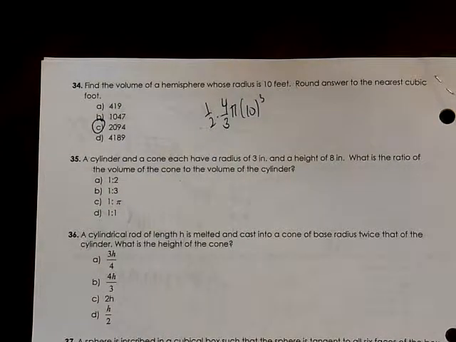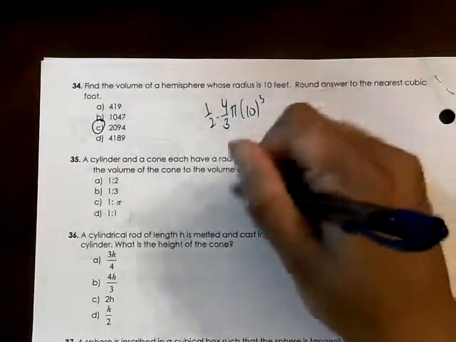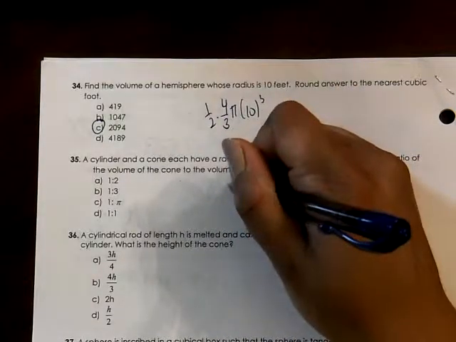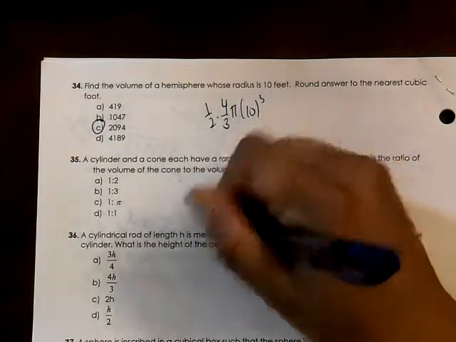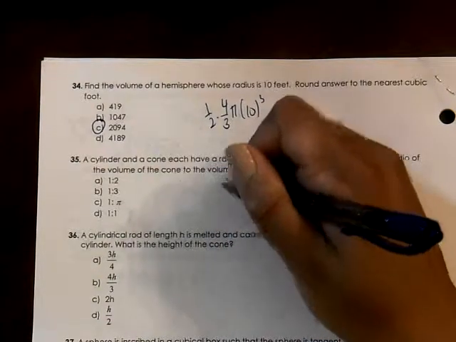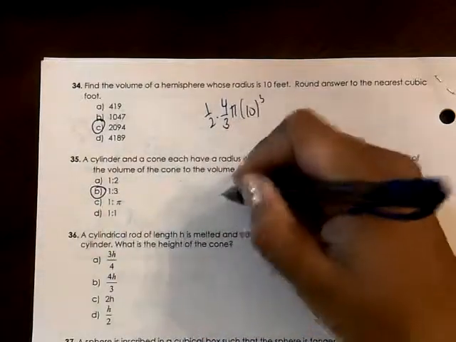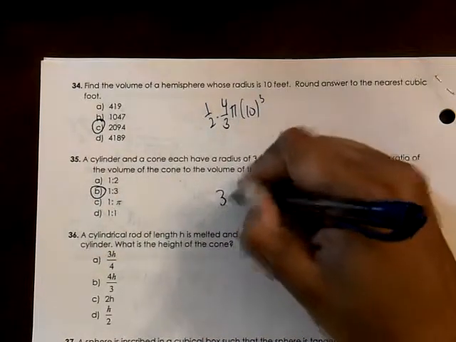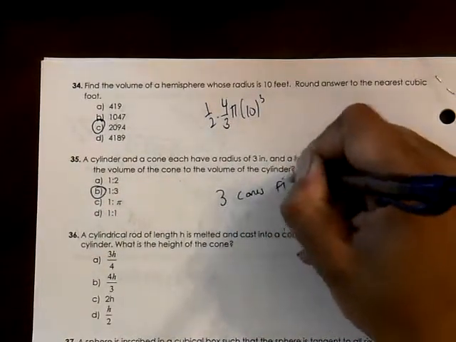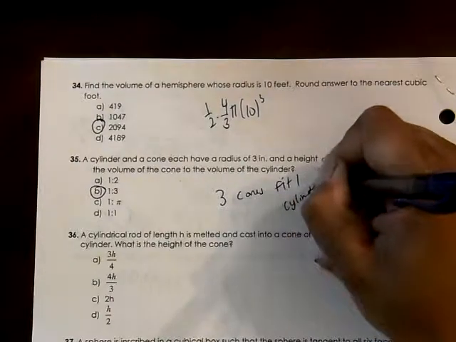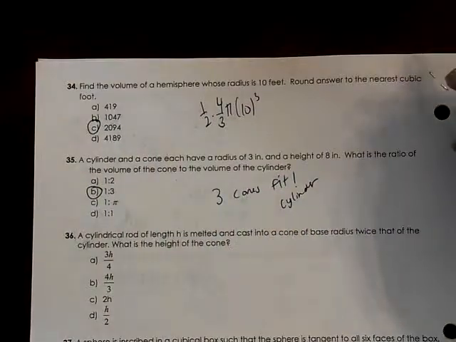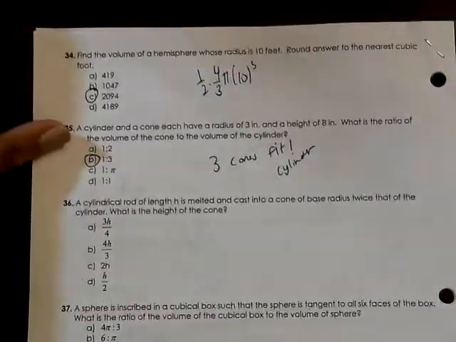A cylinder and a cone each have a radius of 3 and height of 8. What's the ratio of the volume of the cone to the volume of the cylinder? Think of the 2 formulas, 1/3, and then the cone would be 1/3 as much, right? So the relationship there would be B, 1 to 3. So it's 3 cones fit in 1 cylinder. It's kind of like that video we saw on YouTube that shows the water being poured from one to the other. Okay, last few here.